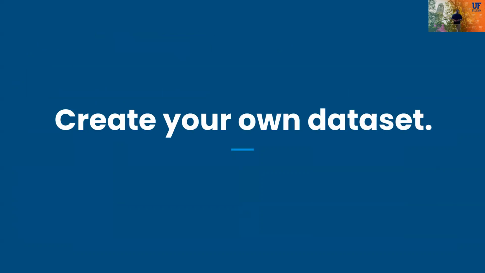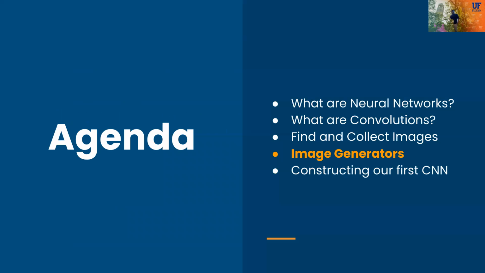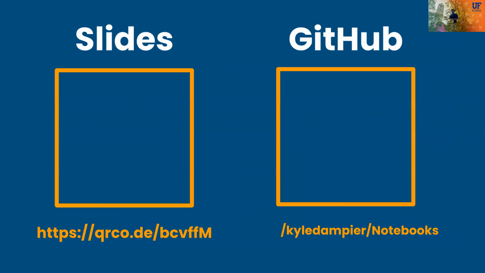Or you can go and create your own data set. Say you wanted a model that would take a picture of a car and predict what brand it is. Go and take pictures of a bunch of cars and put them in folders named by the brands, and then you can create a model from that. And so now let's talk about image generators.